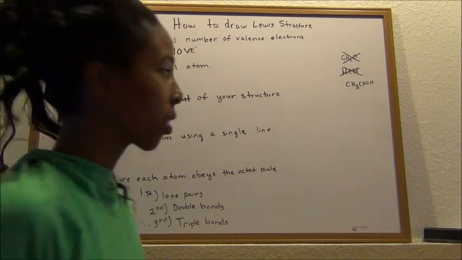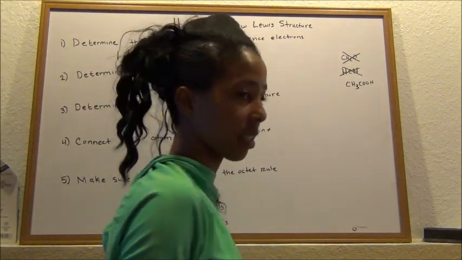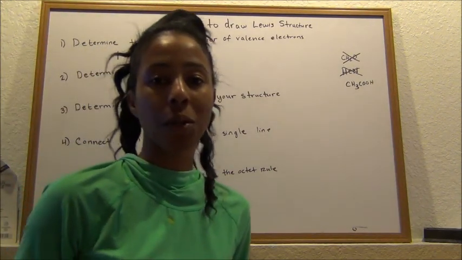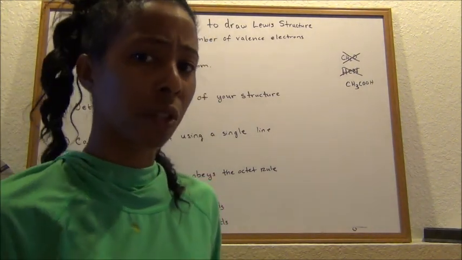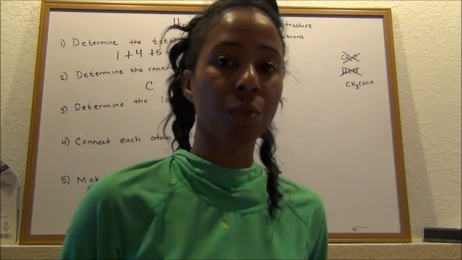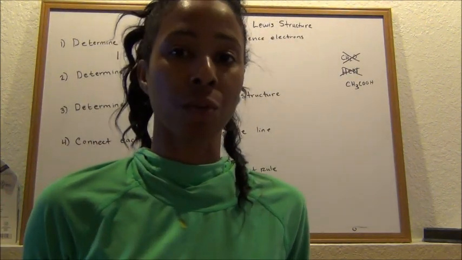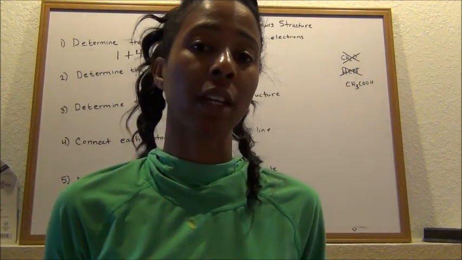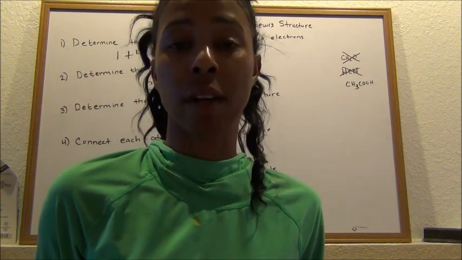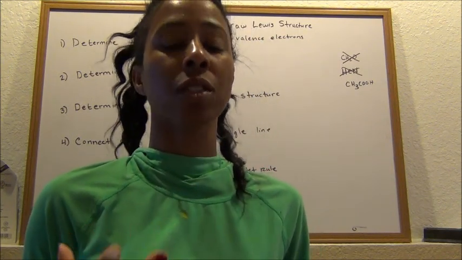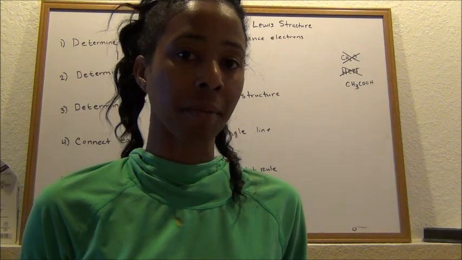Okay, so we're going to draw the Lewis structure for acetic acid. Now I'm going to warn you, for those who are fairly good with drawing Lewis structures, the first way that I'm going to draw it will be incorrect. And the reason why I'm going to draw it incorrect is to kind of bring a point home. And then afterwards, I'm going to draw it correctly.